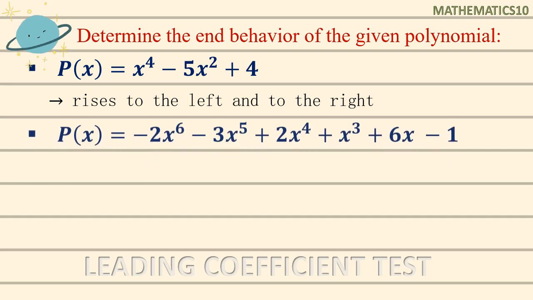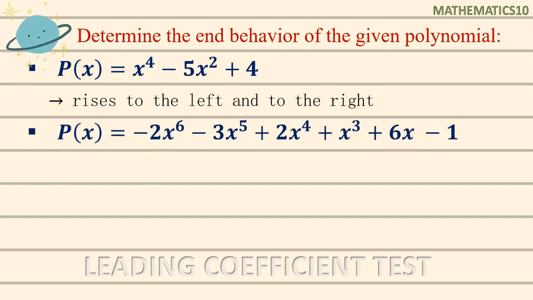Okay, next example. So we have here P of x equals negative 2x raised to the 6th power minus 3x raised to the 5th power plus 2x raised to the 4th power plus x cubed plus 6x minus 1. So same process. First and foremost, you look at the degree. It's an even number once more. Therefore, you can say that both arrows will be going in the same direction. But you decide, is it going upward again or going downward?